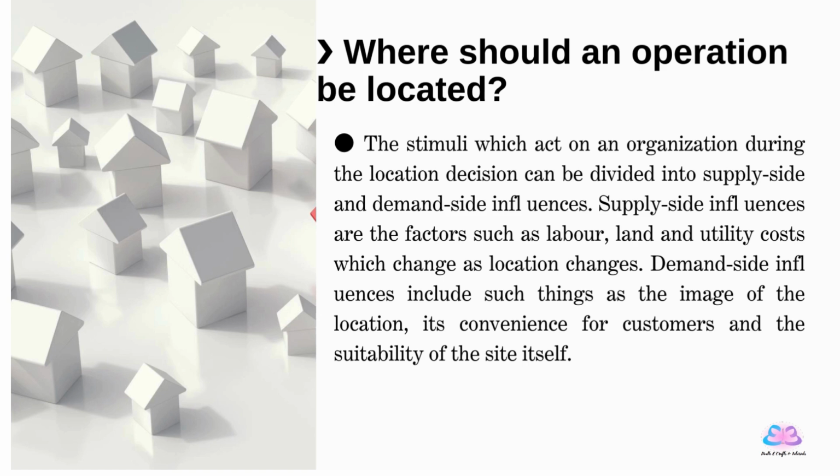Where should an operation be located? The stimuli which act on an organization during the location decision can be divided into supply side and demand side influences. Supply side influences are factors such as labor, land, and utility costs, which change as location changes. Demand side influences include such things as the image of the location, its convenience for customers, and the suitability of the site itself.